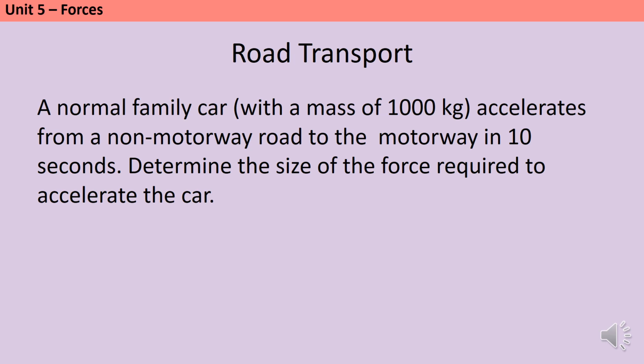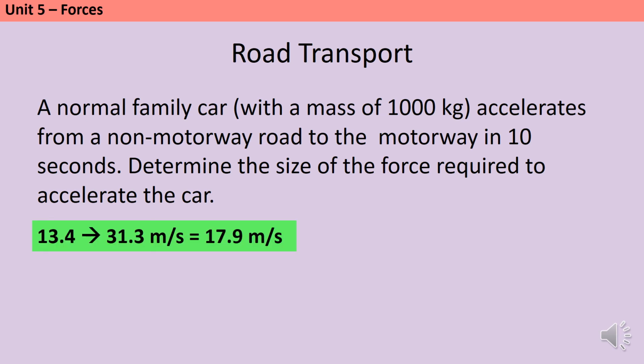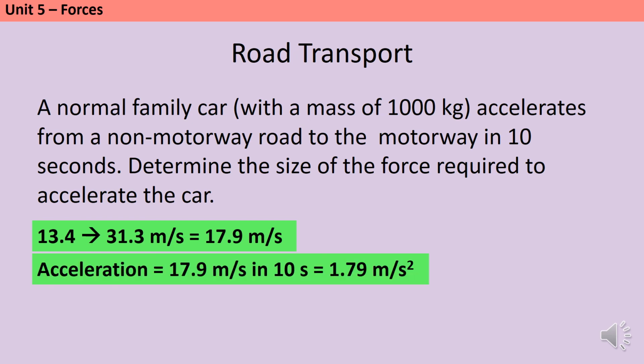So let's say that a normal family car with a mass of 1,000 kilograms accelerates from a non-motorway road to the motorway in 10 seconds, and we're asked to determine the size of the force that is required to accelerate that car. Well, the first thing I need to know is how big the acceleration is. So going from 13.4 to 31.3 metres a second is a velocity change of 17.9 metres a second. And to work out acceleration, I do that change in velocity divided by the time it took, which in this instance was 10 seconds. So 17.9 divided by 10 gives me 1.79 metres per second squared.